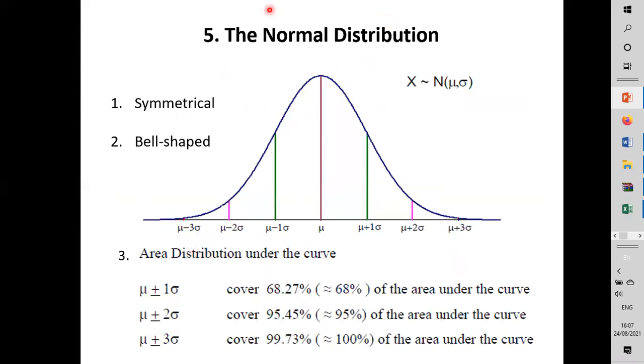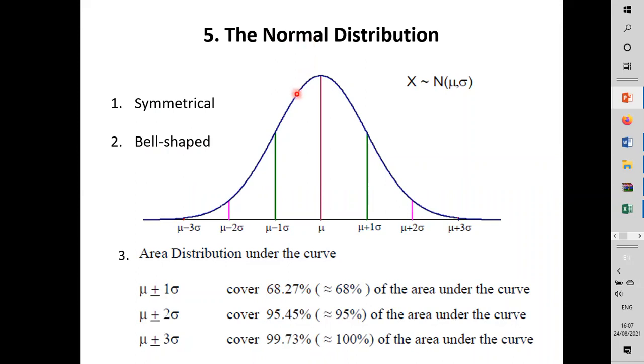This particular screen on the left, is it symmetrical? Looks like yes. We cut somewhere here, we get two equal halves, right? Is it normal? Is it bell shaped? Your monitor screen, is it bell shaped? No, it's not. Even though it's symmetrical, it's not bell shaped, so it's not a normal distribution.